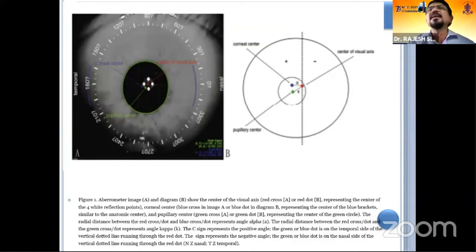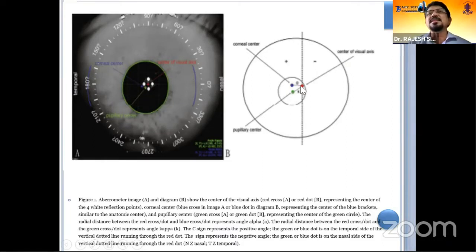As you can see here, this red point is the center of the visual axis. This is the corneal center. Corneal center means center of the limbus, and that will be the center of the bag as well. So the IOL centers along the center of the bag. So the center of the IOL will be coinciding with the center of the bag. So this is the center of the IOL. And this is the pupillary center.